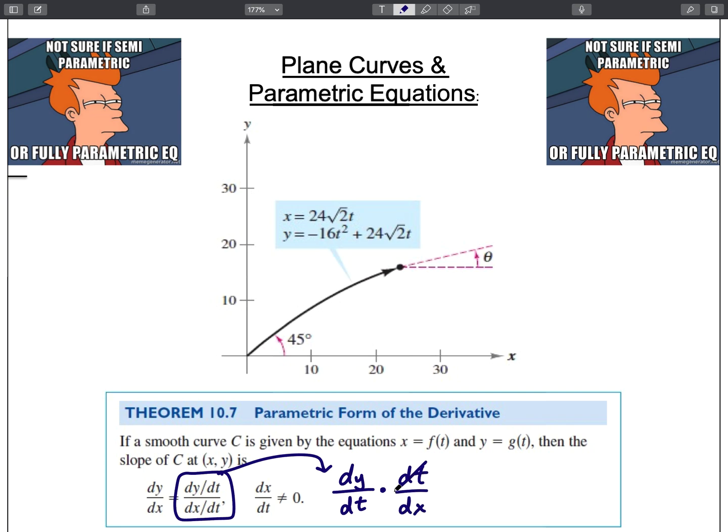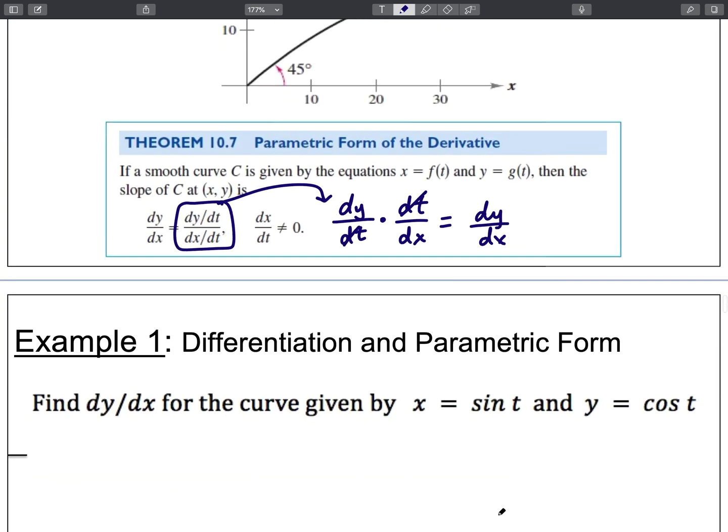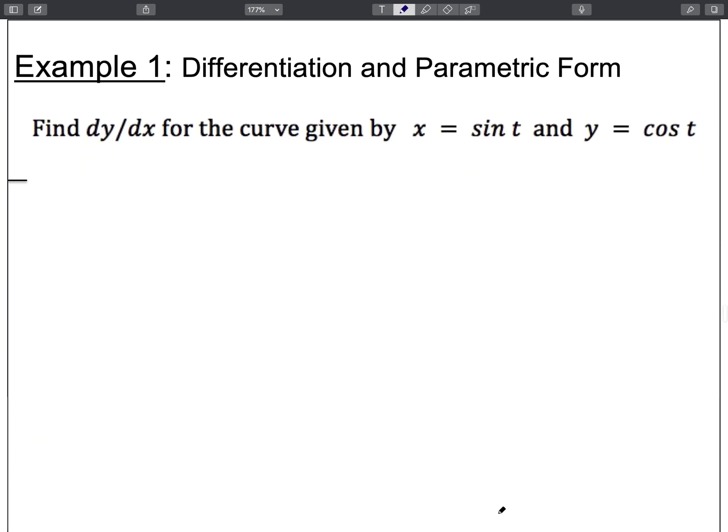So we'll actually see the dt's are going to cancel, and you'll be left with dy/dx, which is traditionally what we know as the derivative. So it's really nothing crazy. We don't have to do anything in terms of a quotient rule. We just need to take the derivative of each component separately and then divide them. So let's see a couple examples. Let's see this in action and see what kind of trouble we can get into.